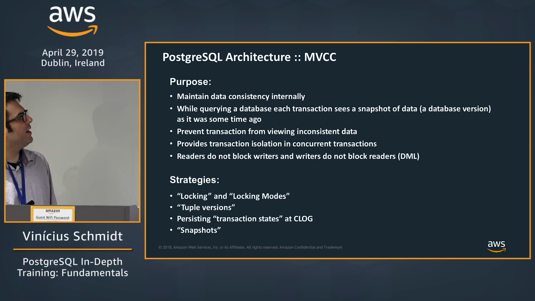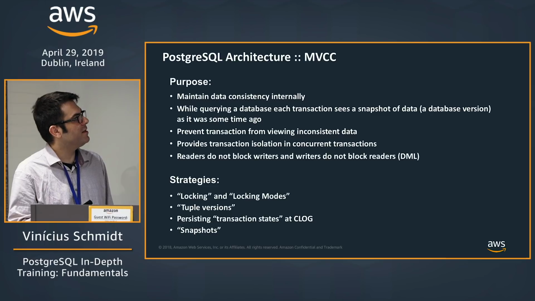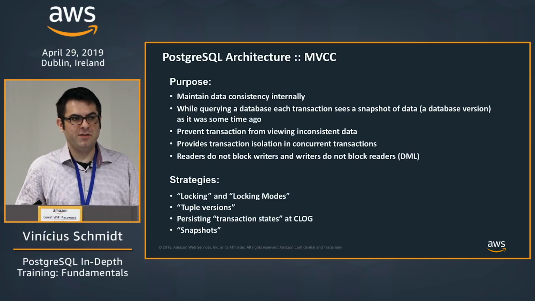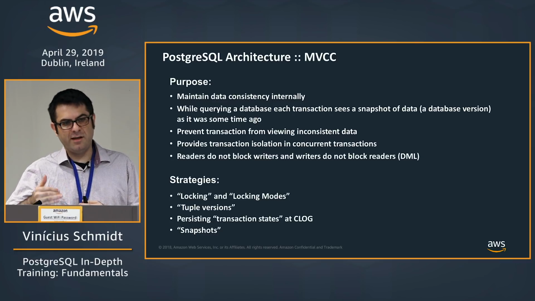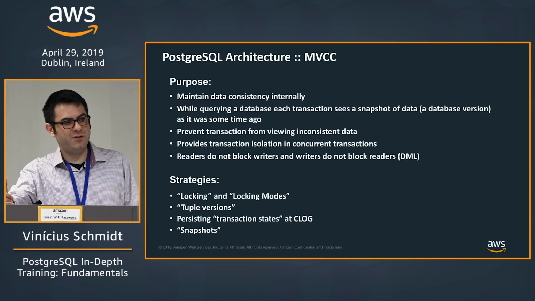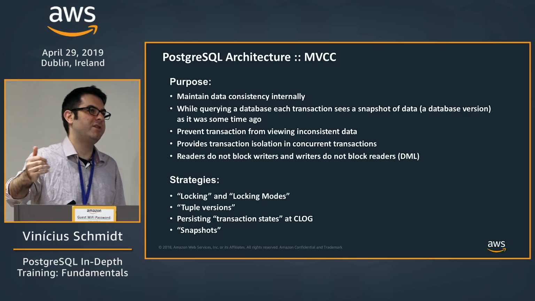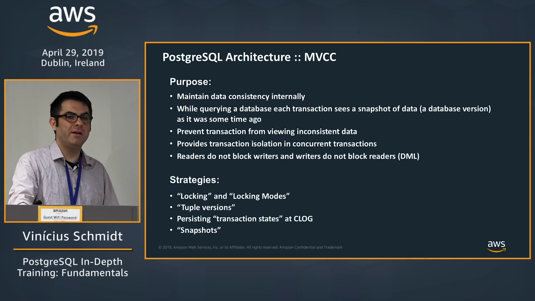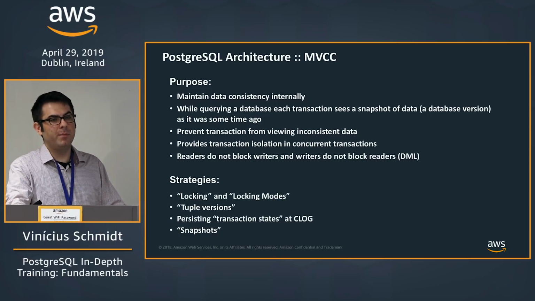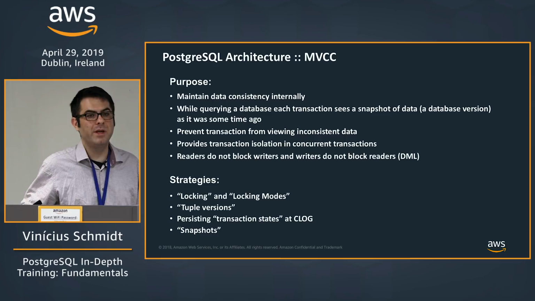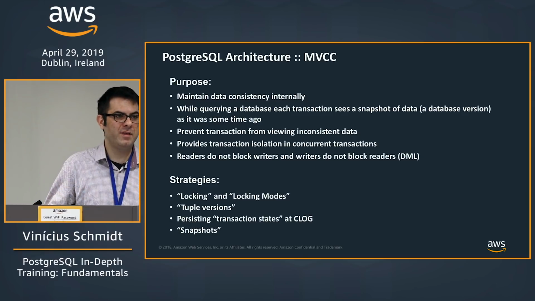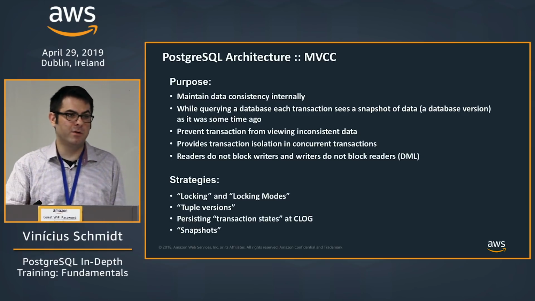So the purpose is to maintain data consistency internally. If I'm trying to change a row, I must ensure that the change will be consistently applied if I commit that change to other sessions that are observing that change. I also must ensure that readers will not be blocking writers, and writers will not be blocking readers, at least for DML. If I'm inserting, updating, or deleting, selects will not be blocked by those operations.